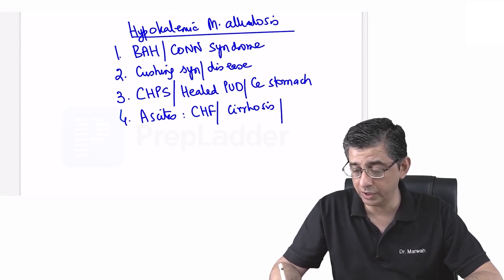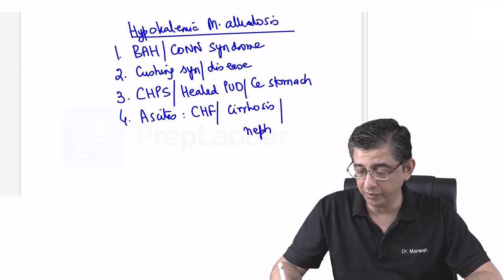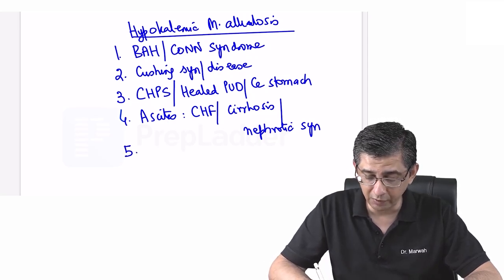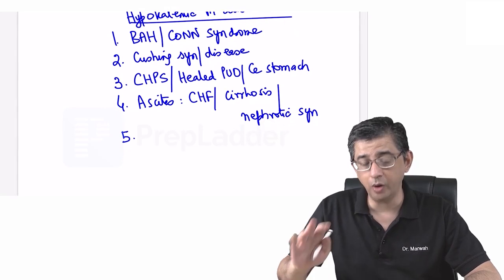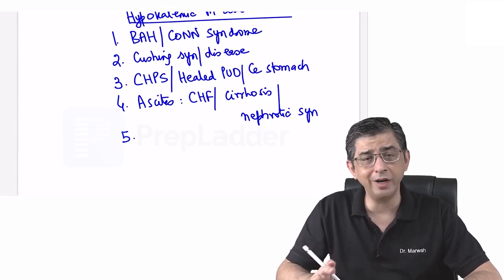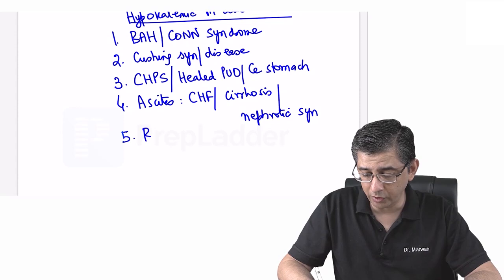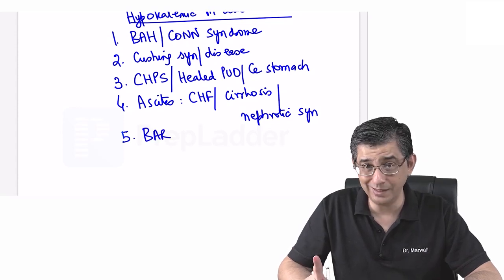It could be cirrhosis, it could be nephrotic syndrome, where there is going to be a decrease in oncotic pressure contributing to ascites. But the message is, whatever the etiology, ultimately the common thing between all the conditions that I'm writing on the slide at the moment is that aldosterone is increased. And today I've taught you congenital tubulopathies.